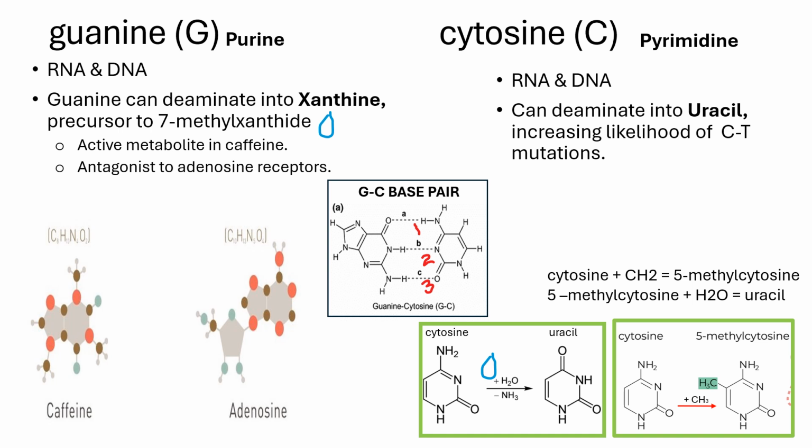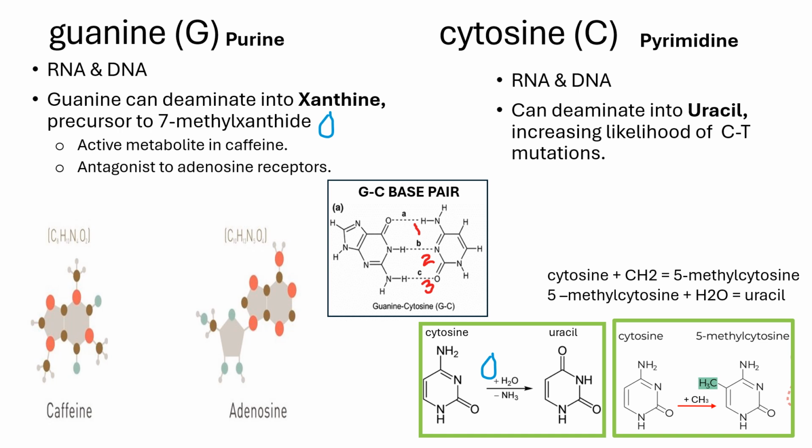That's the pairing of guanine and cytosine, which occurs both in DNA and in RNA. So guanine, or guanosine monophosphate, or guanylic acid, can undergo deamination and become xanthine, the precursor to 7-methylxanthine, the active metabolite in caffeine. Caffeine works by blocking adenosine receptors. Usually adenosine binds to these receptors and slows our neural activity. But caffeine has the same purine shape as adenosine, and it can bind easily to these receptors, blocking the process.